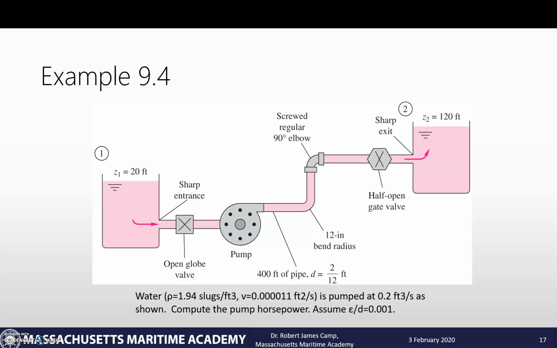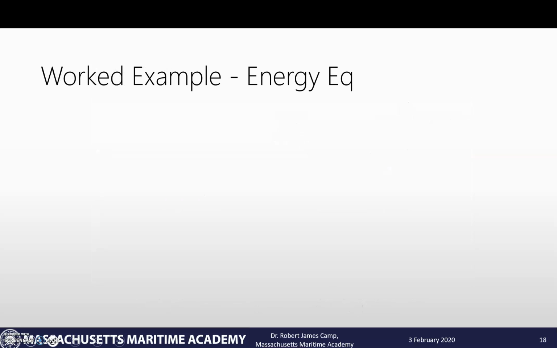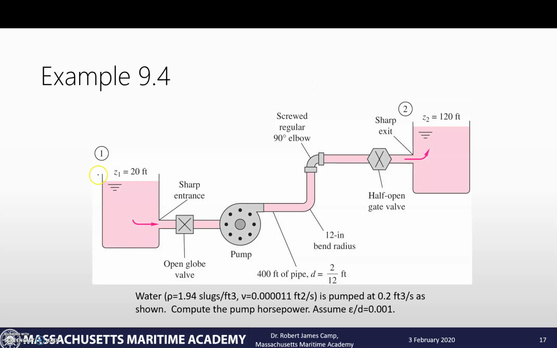Now, the first thing I need to do with this system is draw my control volume, because that's very important for my energy equation. My control volume is going to be around the entire system. Where we're coming into the system is going to be here at point 1, and going out of the system here at point 2. Why did I choose points 1 and 2 for my input and my output?